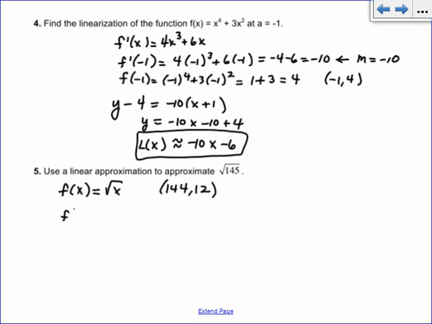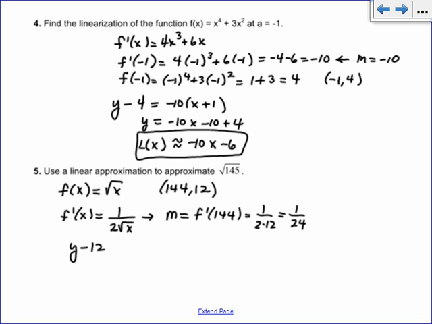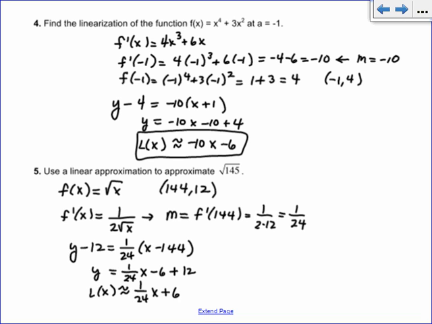Okay, so then we do the same thing. So we have f prime of x ends up being 1 over 2 root x. So our slope is f prime of 144, which is 1 over 2 times 12, so 1 over 24. So we have y minus 12 equals 1 over 24 times x minus 144. And we simplify, so I have 1 over 24x minus 6, add the 12 over. So my linear approximation ends up being 1 over 24x plus 6.